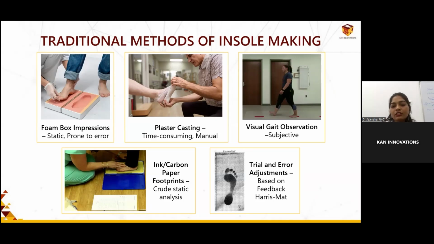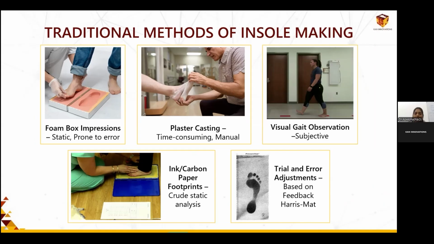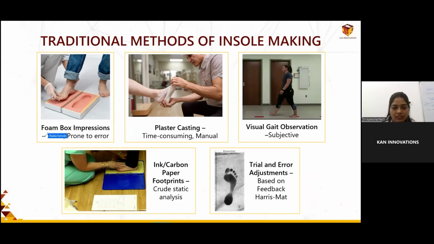We can take ink and carbon paper footprints. It's a crude and static analysis. Again, it highly depends on how the patient stands, how you make them stand. Again, trial and error adjustment depends on the feedback, and you can use Harris mats for that matter. But it depends on the patient feedback. It varies from person to person.